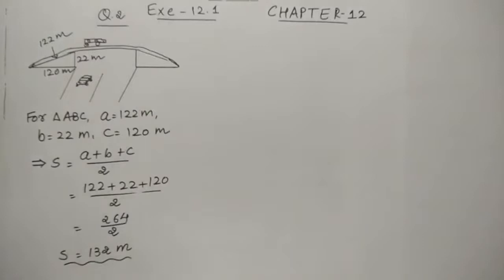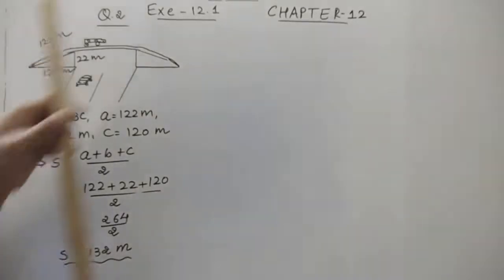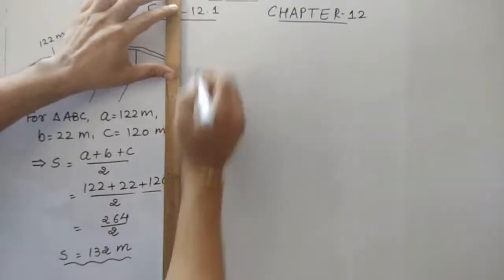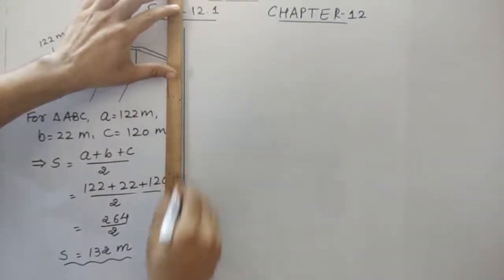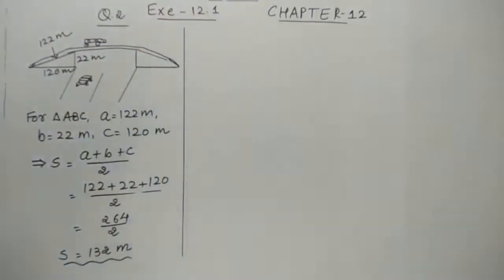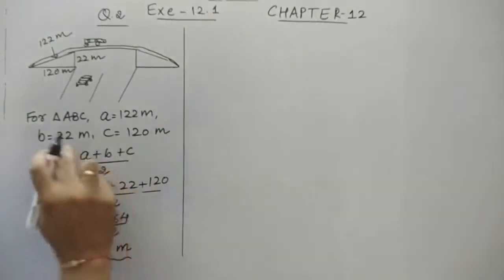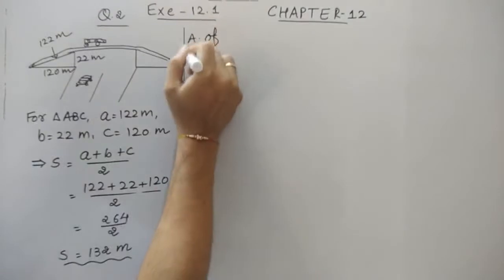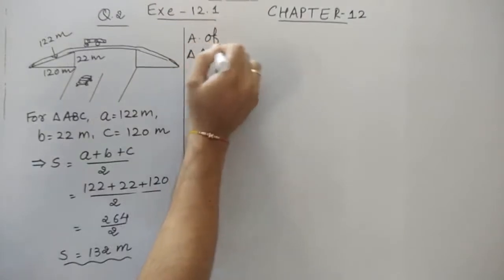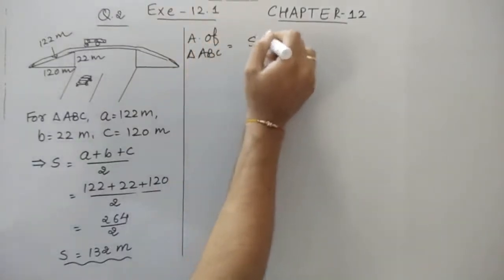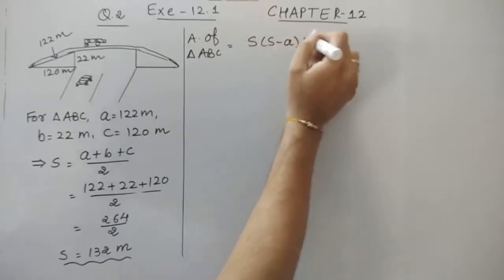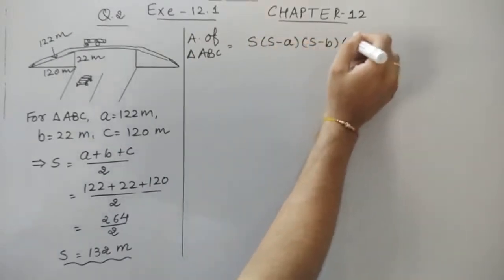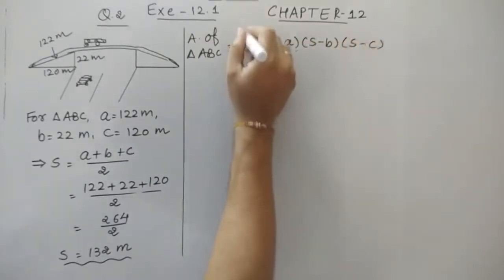Now let's find out the area of this triangular region by using Heron's formula, because we have all three sides. So area of triangle ABC, again we'll use Heron's formula. Remember students, you have to write down the formula in each and every question when you are solving this. It is compulsory.